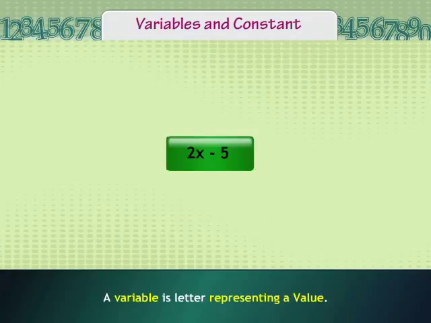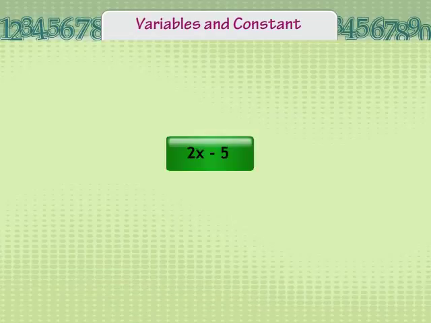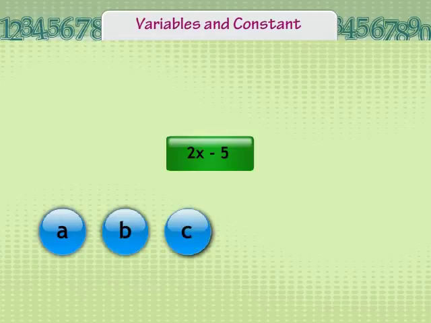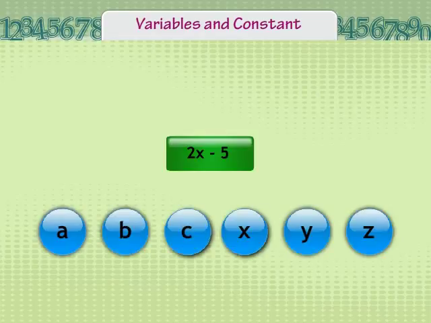A variable is a letter representing a value. For example, in the expression 2x minus 5, x is a variable. So any letter in the expression is known as a variable. Variables can be denoted by using the letters a, b, c, x, y, z, etc.